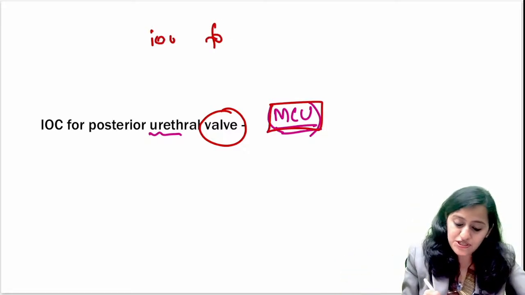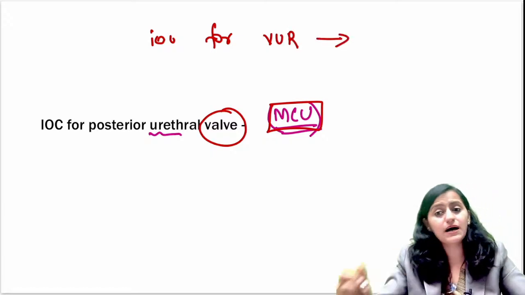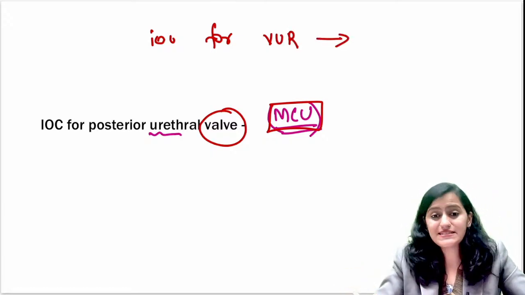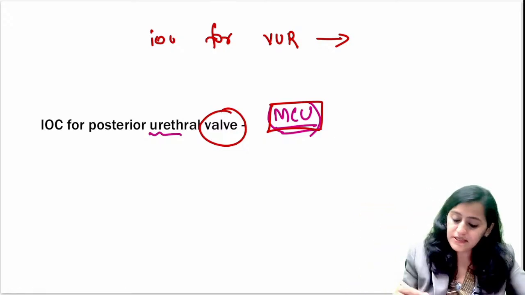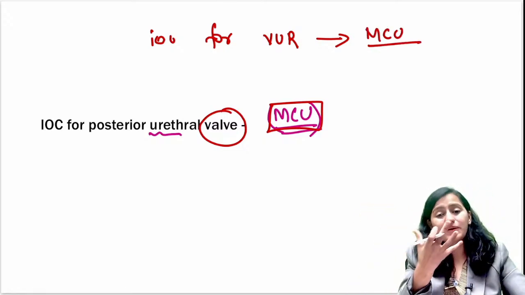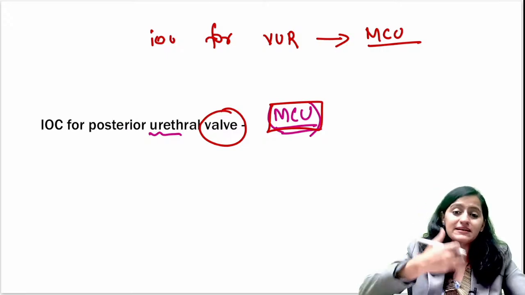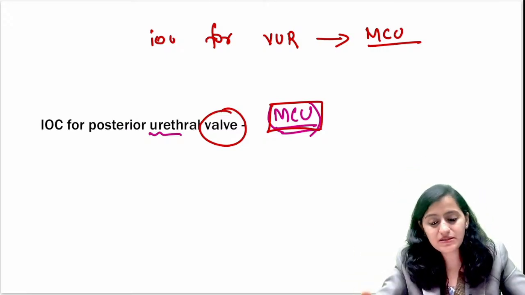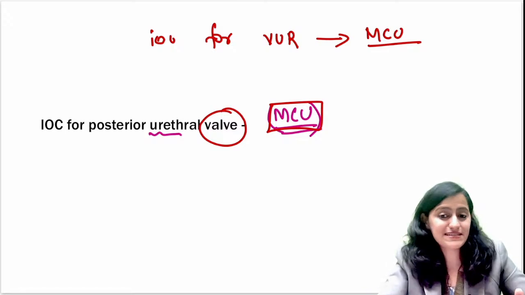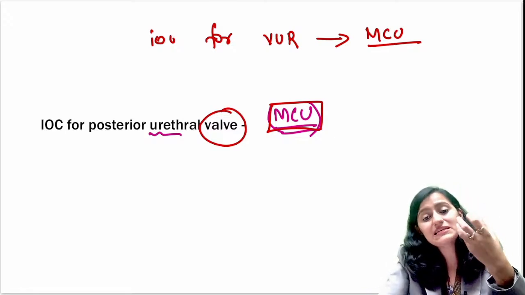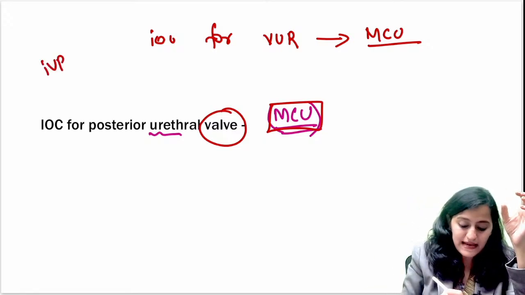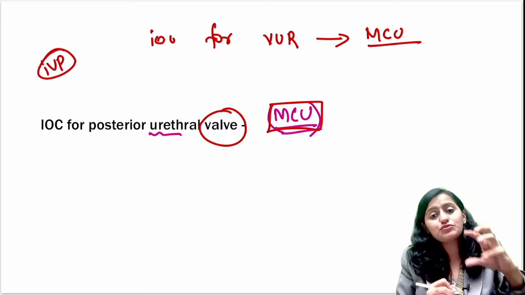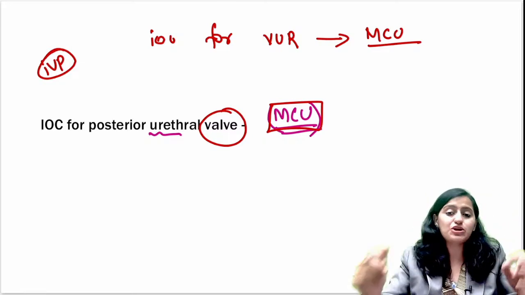If I ask you the question, what is the investigation of choice for VUR? Again, for VUR, it is MCU. When the micturition is happening, that is when the reflux happens. Okay, pyelogram you cannot do, right? Understand the term pyelo, matlab pelvis, renal pelvis is what you see in the pyelogram, right? So when I talk about pyelogram, like IVP, you will see the kidney, the ureter and the bladder, right? You are not seeing the urethra there.